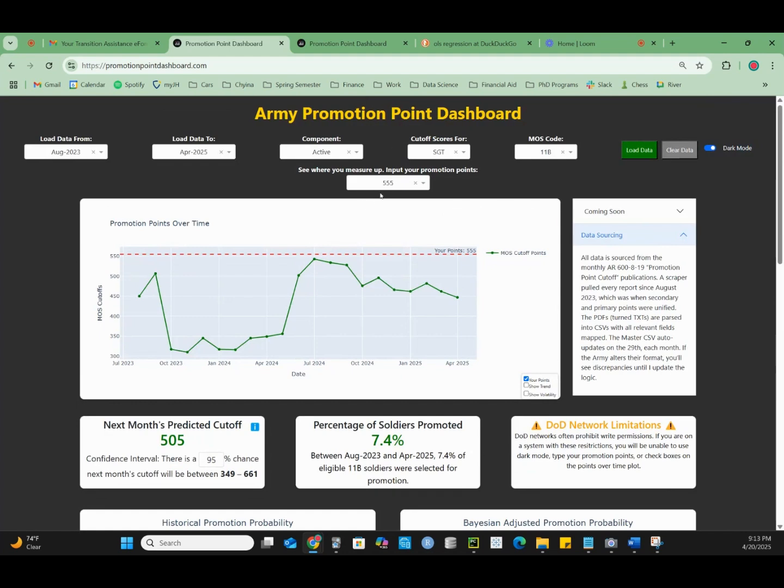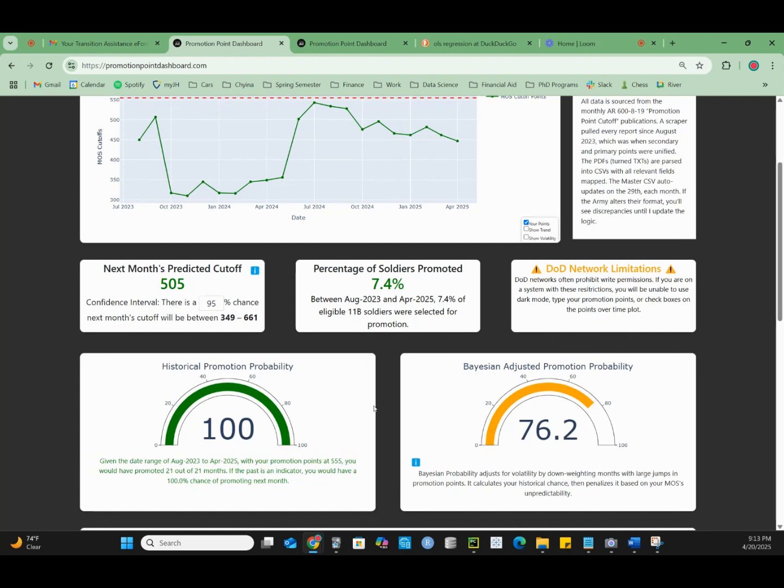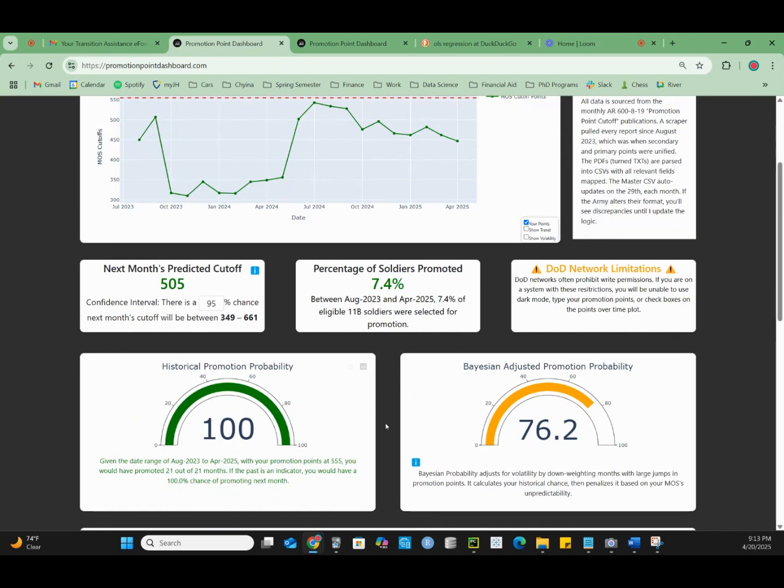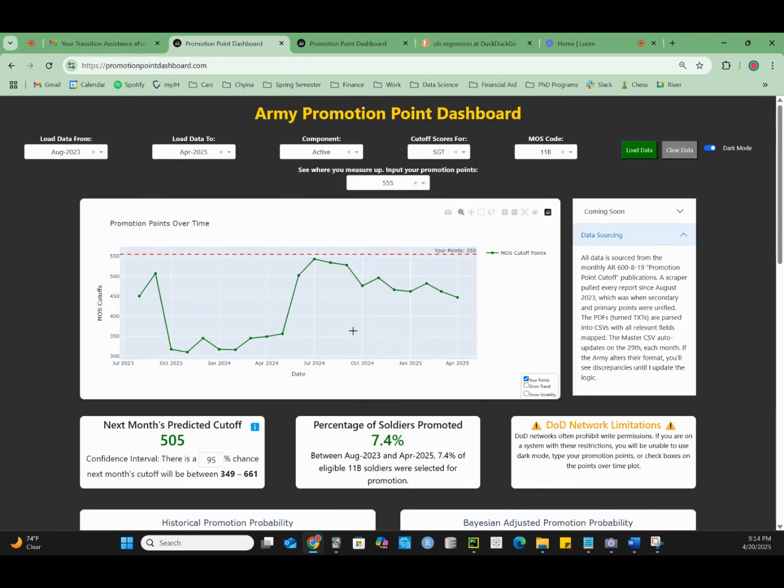Okay, so once you've got these in, to include what your points are right now, these dial graphs will not load unless you have your promotion points at the top, because that's what they're based off of: what your promotion points are versus the historical data.